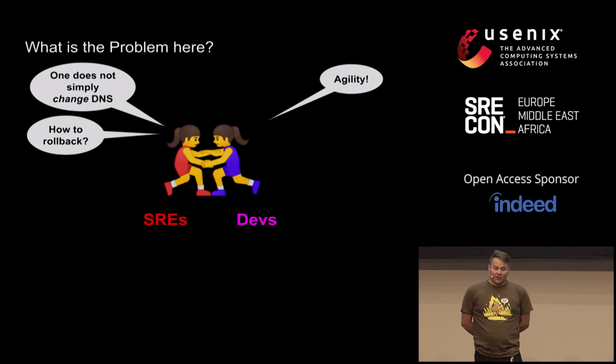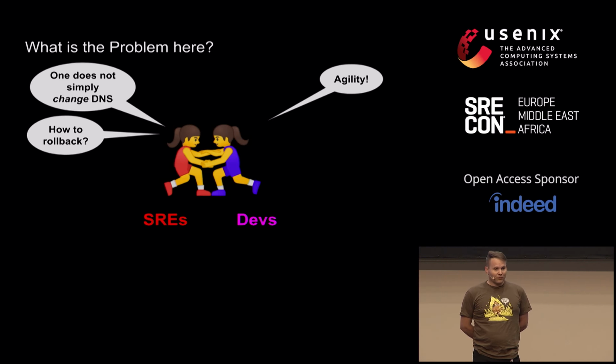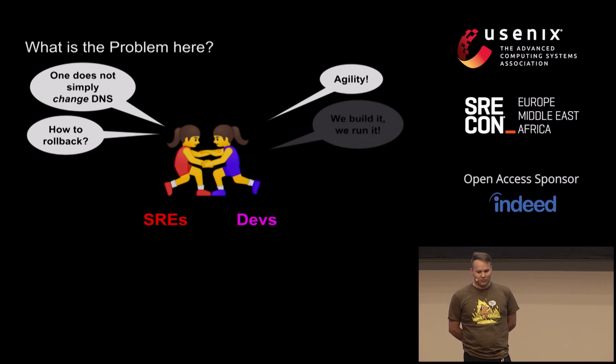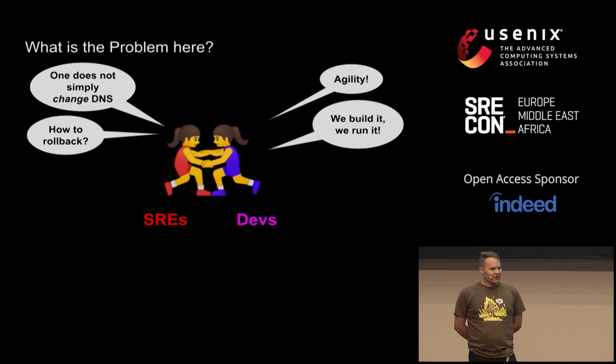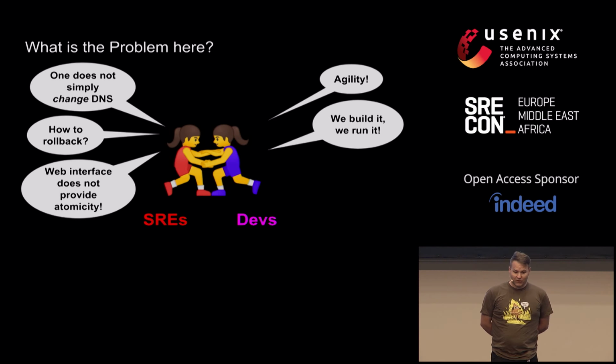Then SRE said, how do you roll back your changes? All your agility is nice and fine, but how do you roll back? You have no strategy. You have no version control. We build it, we run it. If we break it, we fix it. OK? Arguments got more technical.